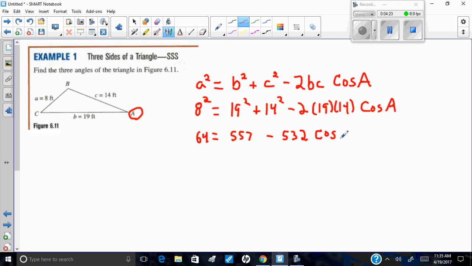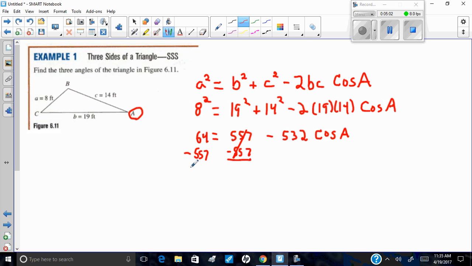Now, one of the common mistakes, and make sure you write this down, is people will try to subtract these 2 numbers. Order of operations says we can't do that. 557 minus 532, that violates our order of operations. This is 532 times the cosine of A. So we have to multiply before we can subtract, and we don't know what the cosine of A is, so we can't do that. So, don't do that step. The next step is simply isolate cosine of A so we can solve for A. So I'm simply going to subtract 557 from both sides.